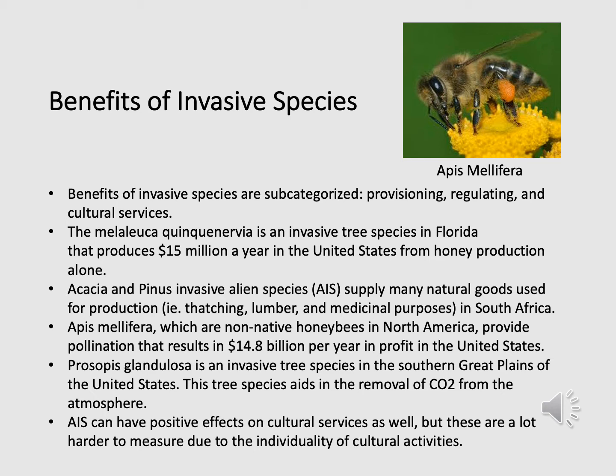While invasive alien species can have many negative effects on environments, they can also provide many benefits. These benefits are subcategorized into provisioning, regulating, and cultural services. Melaleuca quinquenervia, also known as the paperbark tea tree, is an invasive tree species in Florida that helps aid the honey production industry, and can produce $15 million a year in profit in the U.S. The Acacia and Pinus invasive alien species supply many natural goods for production in South Africa, like materials for thatching, lumber, and even medicinal uses.